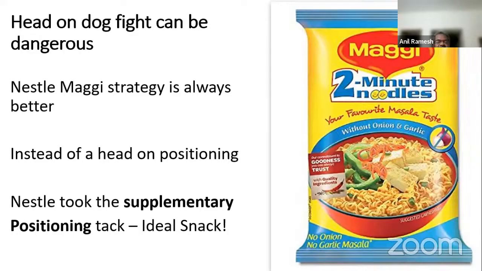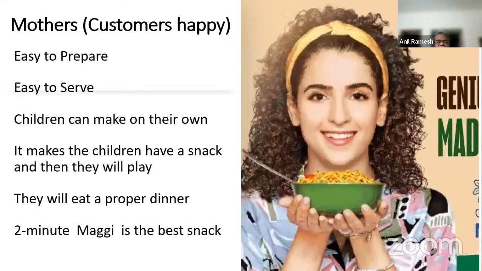So they never took a head-on positioning and said, don't have your breakfast and have Maggie noodles. They took on what is called in marketing the supplementary positioning tag, which they said it's an ideal snack. So let's see how Nestle did it better. How Nestle made it better was it made the customers very happy.